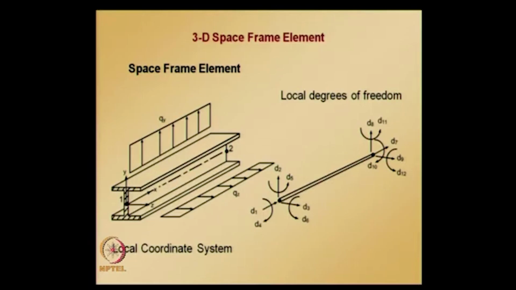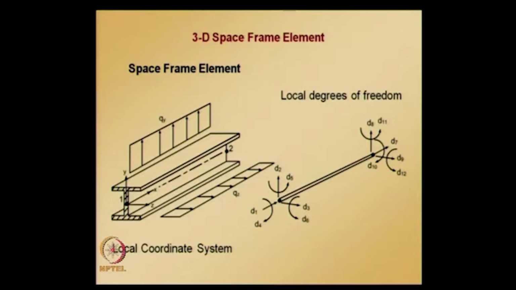So now the 3D space frame element is shown here in the local coordinate system, and all the local degrees of freedom are shown. If you see the figure, d1 d2 d3 are xyz displacements at node 1, and similarly d7 d8 d9 are the xyz displacements at node 2, and d4 d5 d6 are rotations about xyz axis at node 1, and d10 d11 d12 are rotations about xyz axis at node 2, and qx, qz and qy are the loads applied along x, in the xz plane and in the xy plane.